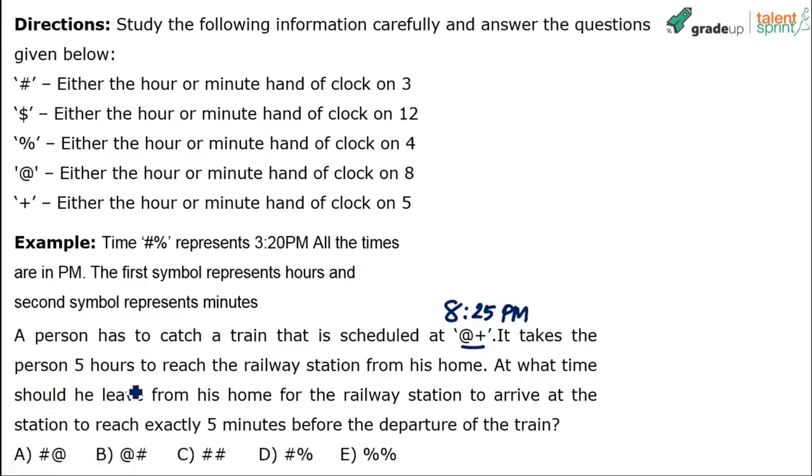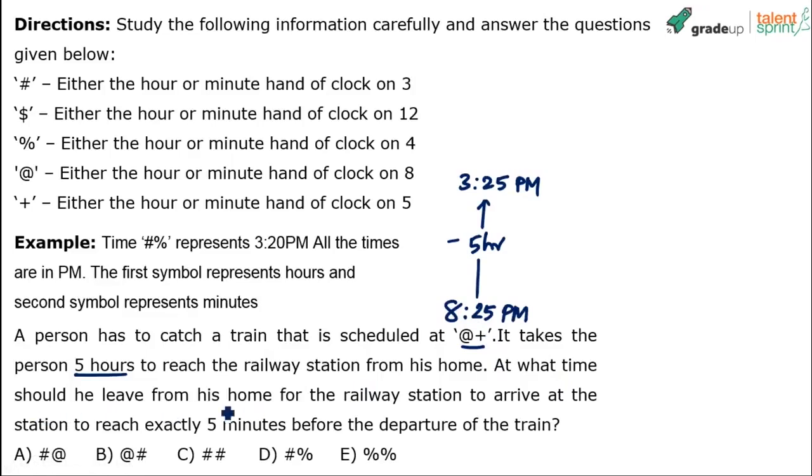Now it takes the person 5 hours to reach the railway station from his home. So basically if the train is to depart at 8:25 p.m. and if it is going to take you 5 hours to reach the station, at what time should you leave? You should leave 5 hours before this. So if you leave at 3:25 p.m. you will reach the station on time. Yes or no? 3:25 p.m. plus 5 hours. You're getting it? He should leave his home at 3:25 p.m. It will take 5 hours. He'll reach the station at 8:25 p.m. He can catch the train.